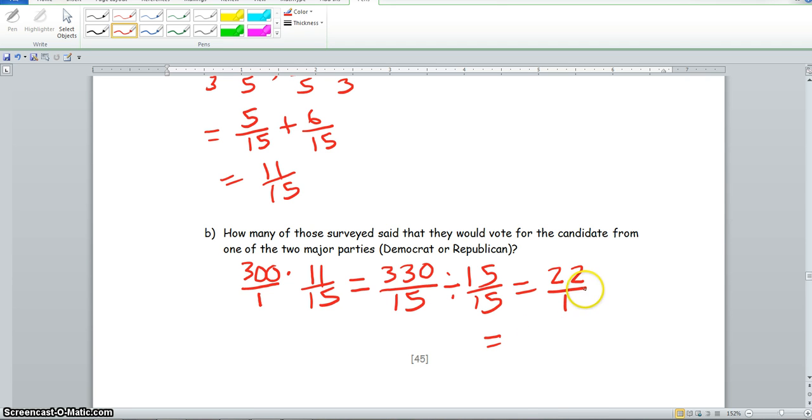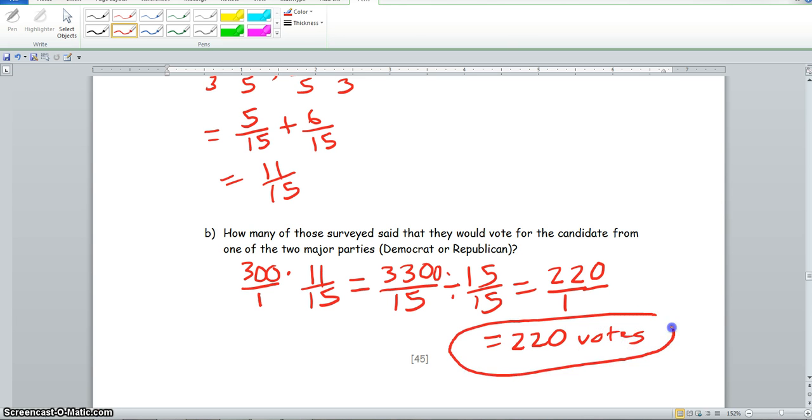well, actually, it should not be 22. I wrote this wrong. This should actually be 3,300 divided by 15, which would give us 220. So it should be 220 votes. This is how many votes you had. 220 votes will go to the Democrat or the Republican.